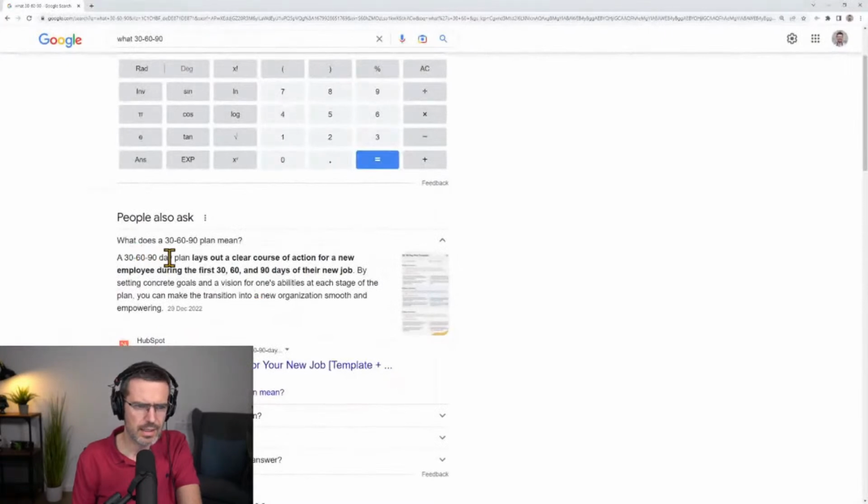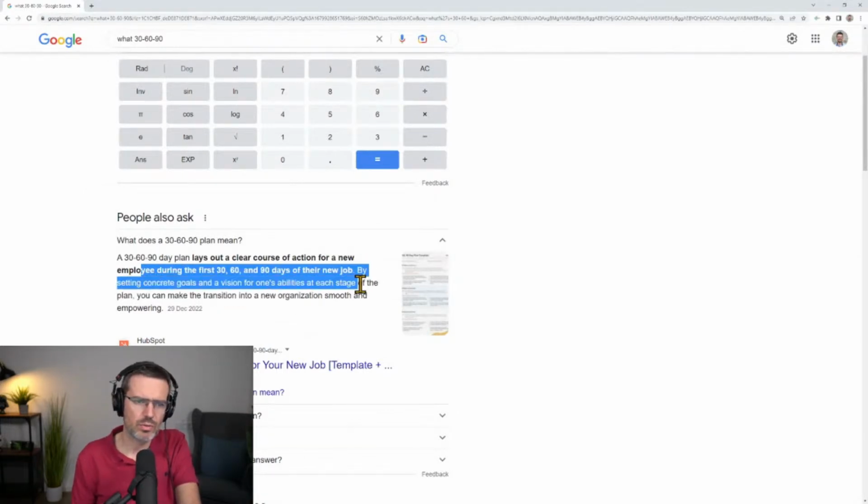A 30, 60, 90 day plan lays out a clear course of action for a new employee during his first 30, 60, 90 days of the job. Specific concrete goals for vision. Yeah. So that's more, I would also say this is more for... now that I read this, what they really meant was the 30, 60, 90 day plan to follow.